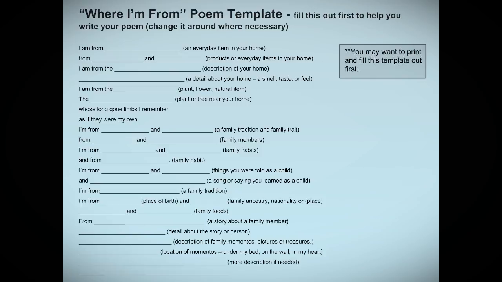At the end of the first stanza, you'll see that it says, a plant or a tree near your home whose long gone limbs I remember as if they were my own. This is one example of one that I might change. If you don't have a specific tree or plant that you remember, meaning it's gone, then you might have to change the wording around. Maybe the tree is still there. And so you can change the words around to suit you.